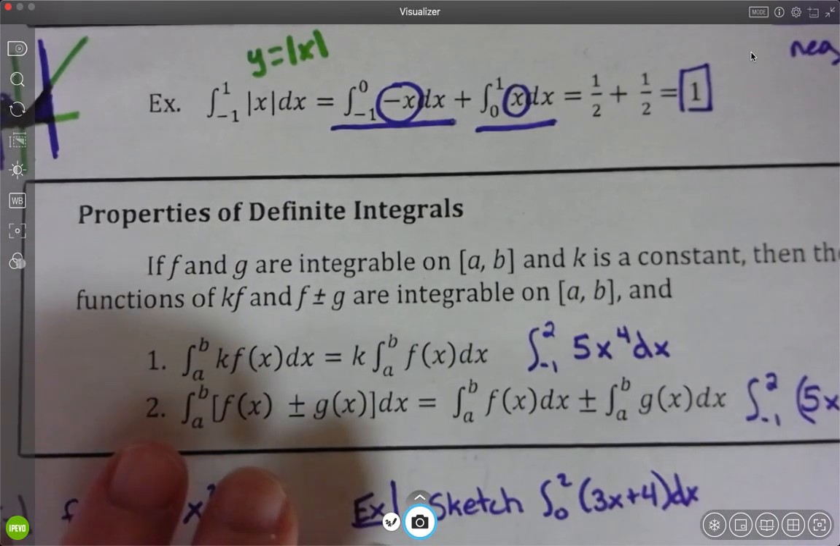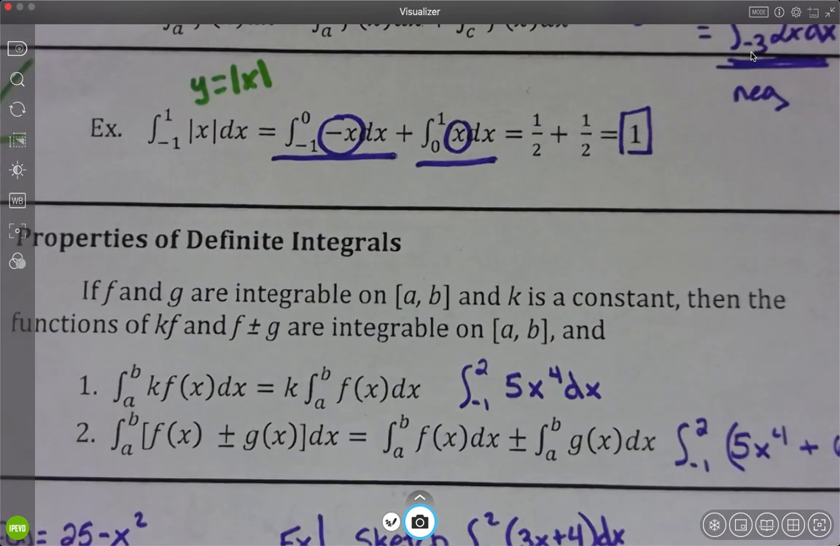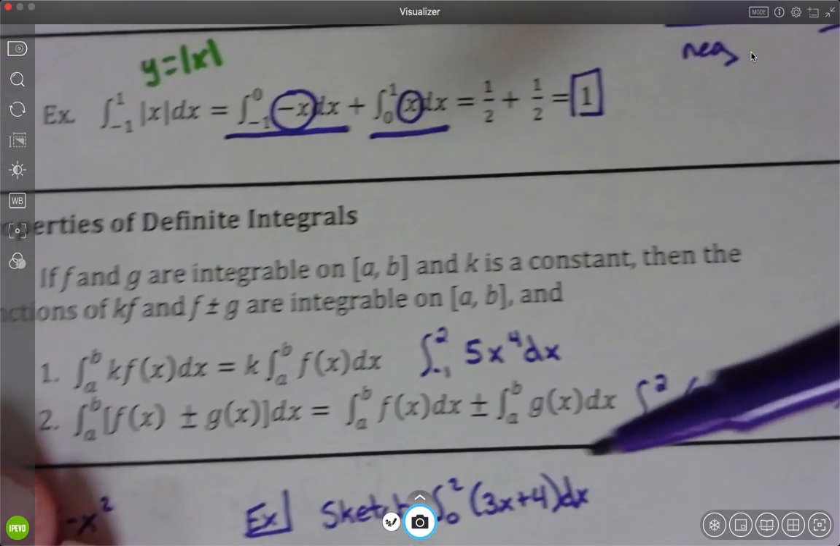So let's do this last little property down here, and then I have a couple of examples that I'm going to go through with you. So, properties of definite integrals. This is kind of a fast video, I guess.